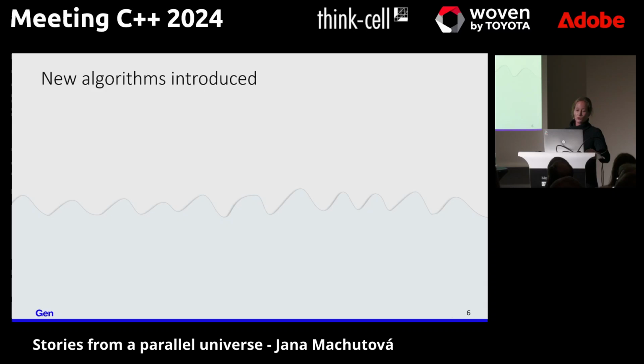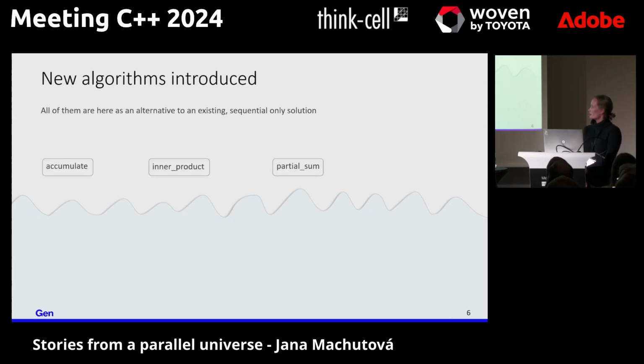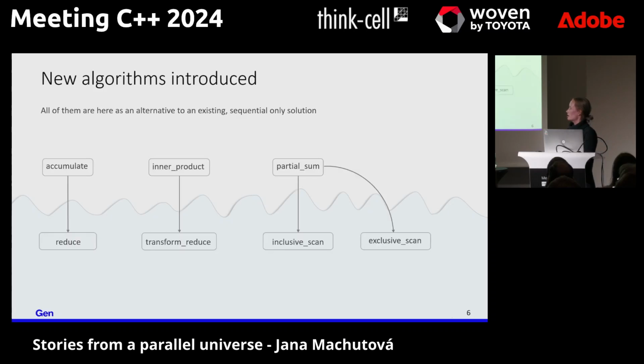So what are those new ones? How many of them are there? All of the new algorithms are just alternatives to existing ones. So accumulate, inner_product, and partial_sum are those which don't accept an execution policy. You can't run them in parallel. But they have their counterparts: reduce, transform_reduce, and exclusive_scan, respectively. It may not be really intuitive why there are those differences. If you read the documentation, you will get the impression that they are doing exactly the same. What should I choose and why? So I will show you the differences one by one.